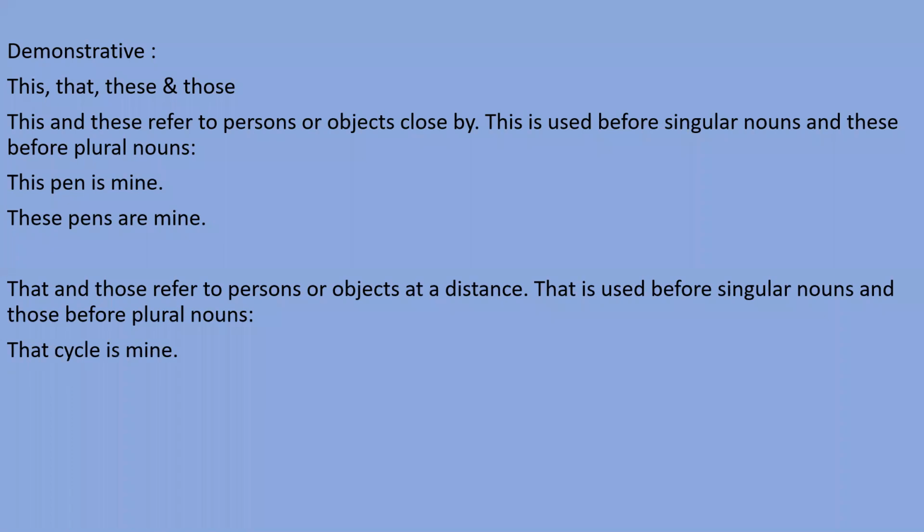Suppose there is a cycle and that is not near to you, that is at a distance, so you can say that cycle is mine, right? If cycles are in plural numbers, so you can say those cycles are mine, right?